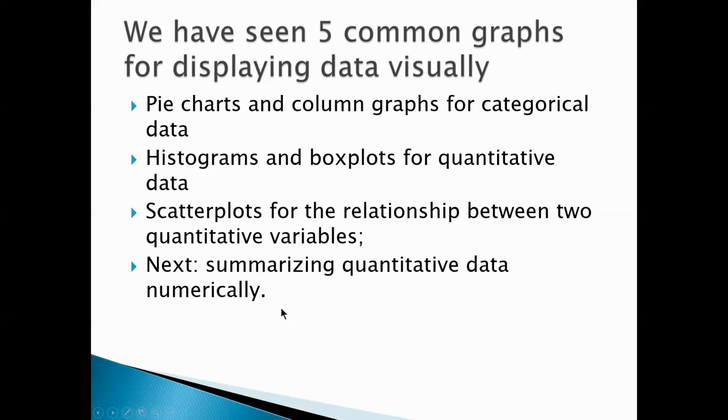Okay, so we've seen 5 common graphs for displaying data visually. Pie charts and column graphs are good for categorical data, histograms and box plots for quantitative data, and scatter plots for the relationship between two quantitative variables. In the next screencast, we'll see how to summarize data numerically with a small number of numerical summaries.